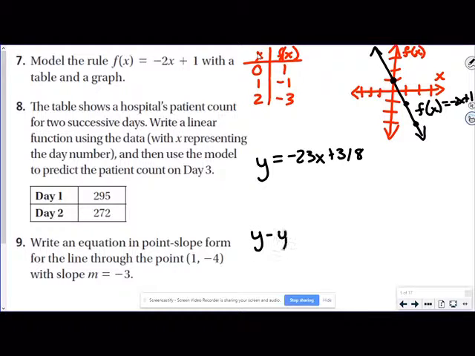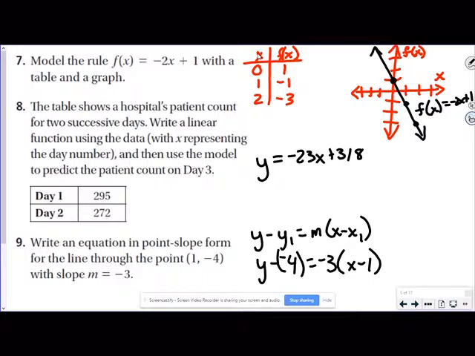Point slope form is y minus y1 equals m times the quantity x minus x1. So we have y minus negative 4 equals negative 3 times the quantity x minus 1. Do not leave it with a double negative, so we have y plus 4 equals negative 3 times the quantity x minus 1. And that is your final answer because they want it in point slope form.